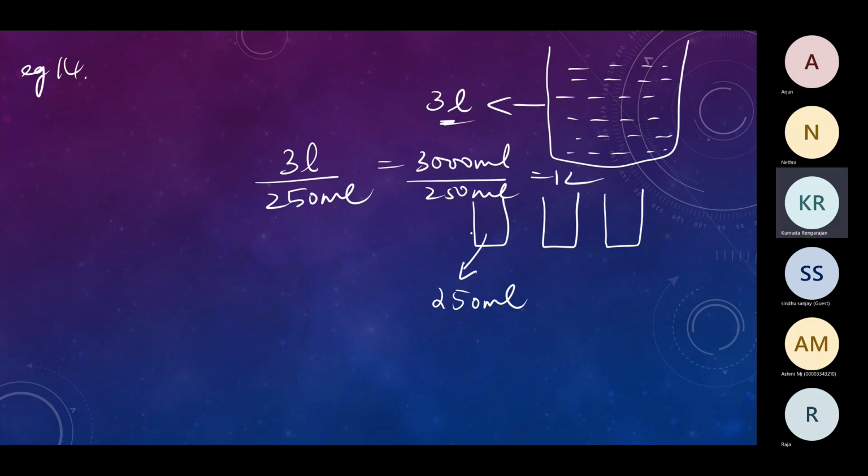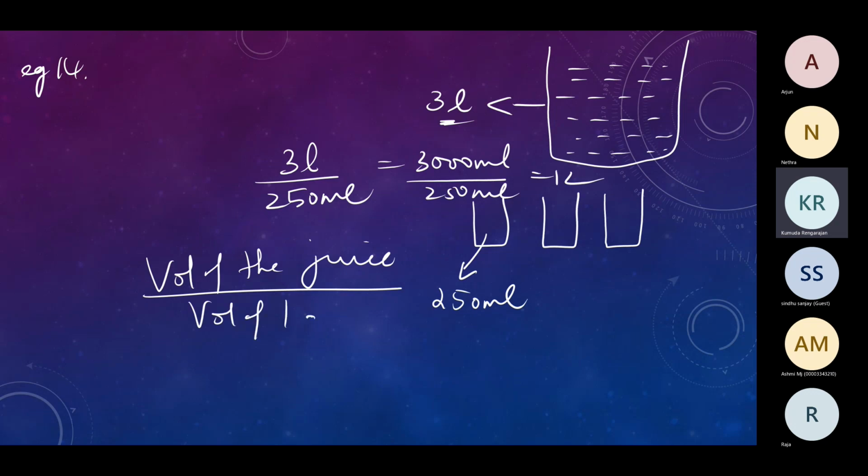So the number of glasses you can make will be equal to the volume of the juice divided by the volume of 1 glass, or you can say volume of juice in 1 glass. Because the total volume of the juice is 3 liters, and in each glass the volume is 250 ml. So we divided 3000 ml by 250 ml, 12 glasses.